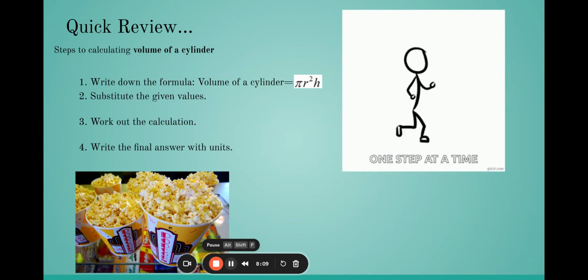Okay, now let's review really quickly the steps to calculating volume of a cylinder. The first step is to write down the formula. The second step is to substitute in your given values, so your R and your H. The third step is to work out the calculation, but don't forget about the order of operations. The fourth step is to write the final answer with the units, and don't forget the units are cubed when we're finding volume.